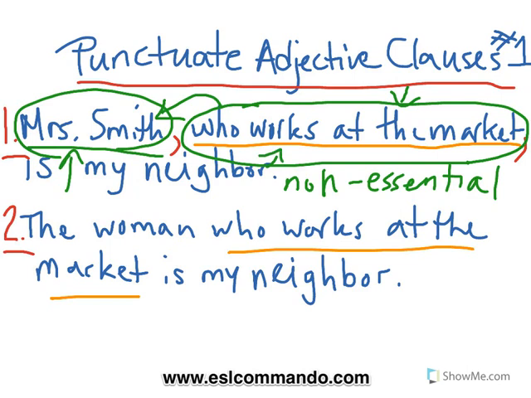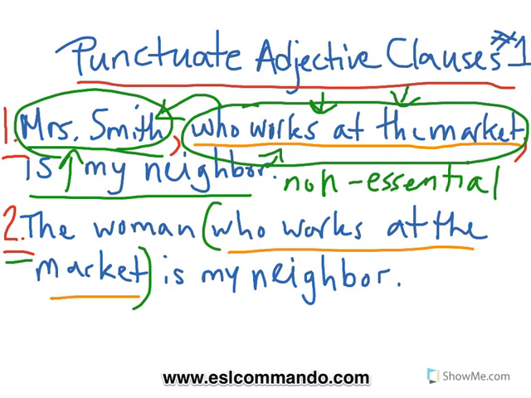Also, Mrs. Smith is my neighbor. We could take this away, this adjective clause, and we would still be able to make a statement that made sense. When we look at number 2, down here, we see the woman who works at the market is my neighbor. Now, ask yourself, can we take this clause, who works at the market, and remove it and still know who the woman is? The woman is my neighbor.